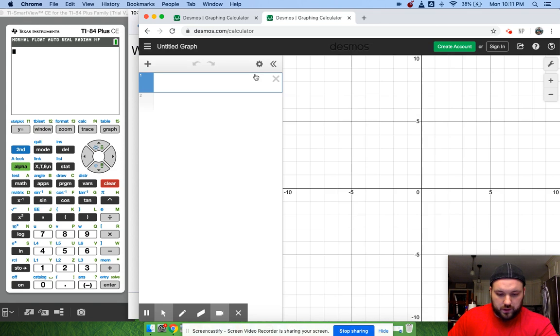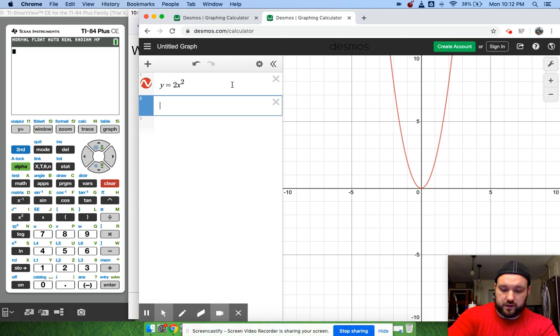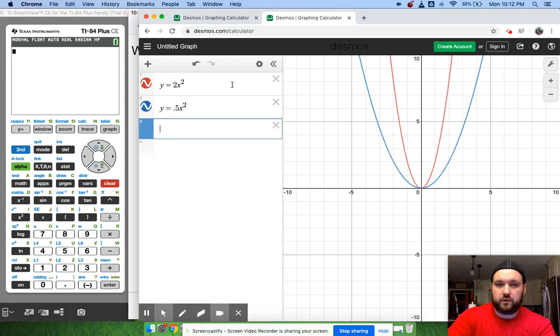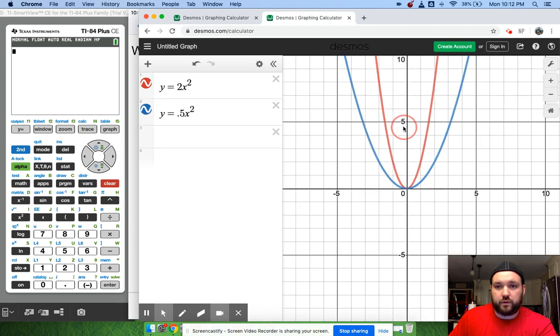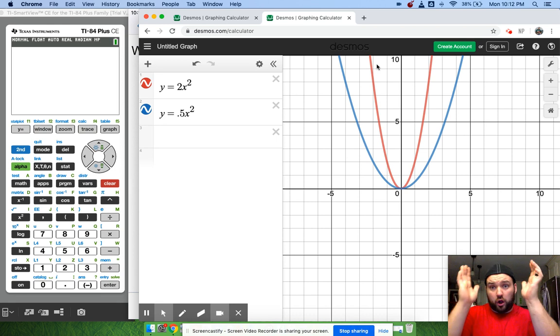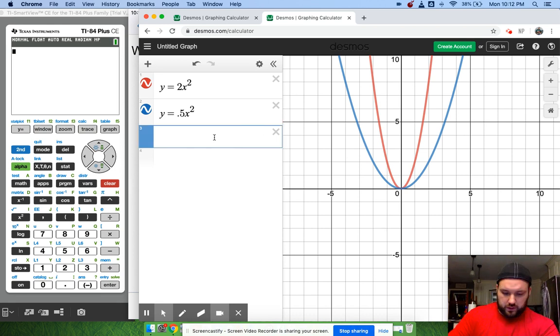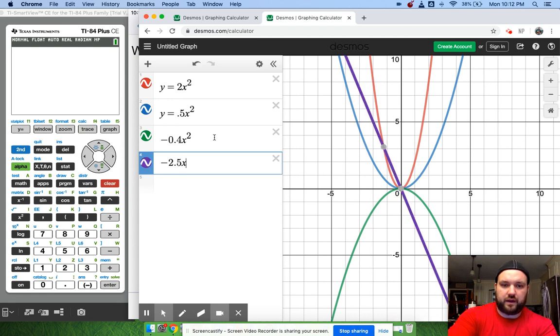I know there's Desmos already up here, but there's something else I want to do with that in a minute. So I have 4 graphs: y equals 2x squared. Then I have y equals 0.5x squared. So you see already that they are very much shaped differently. Okay, the 2x squared graph is taller and skinnier, and then the 0.5x squared is a little bit wider. The next one we had is negative 0.4x squared. And finally, I have negative 2.5x squared.